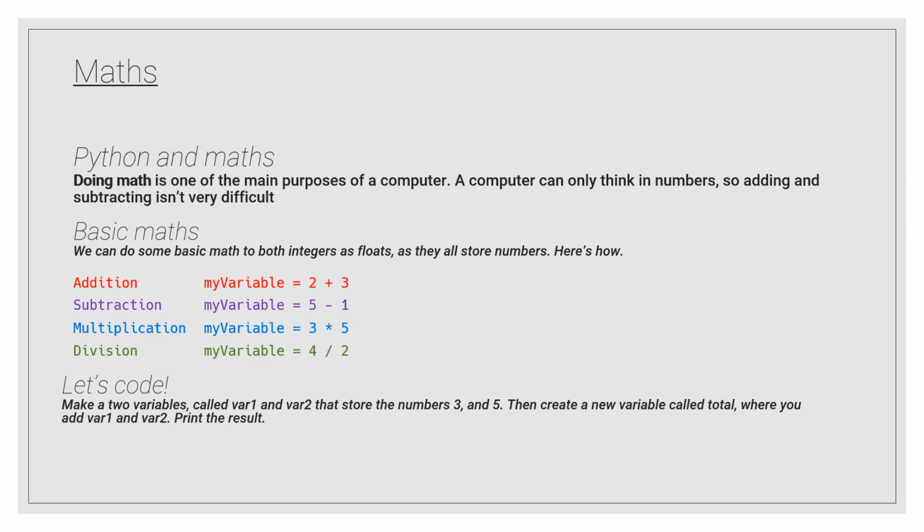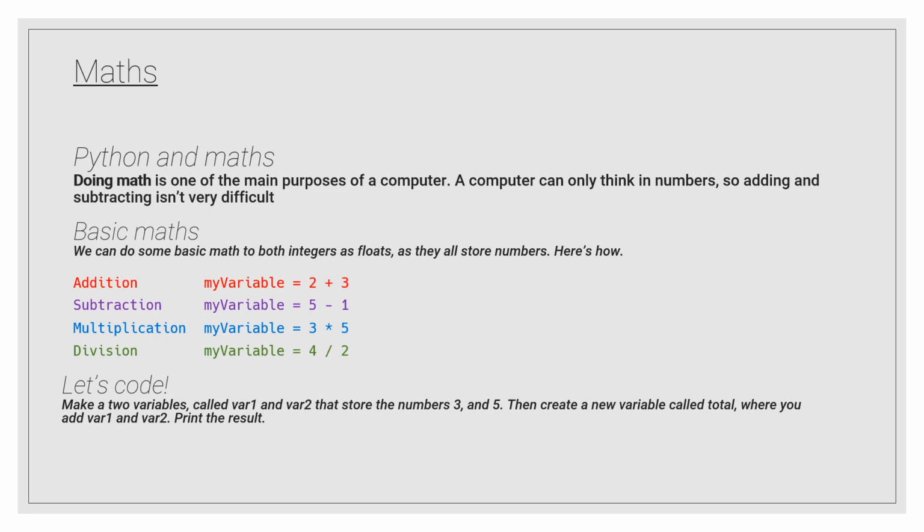It's time to do some coding. Make two variables called var1 and var2 that store the numbers 3 and 5. Then create a new variable called total where you add var1 and var2. Print the result. Pause the video now and get coding.